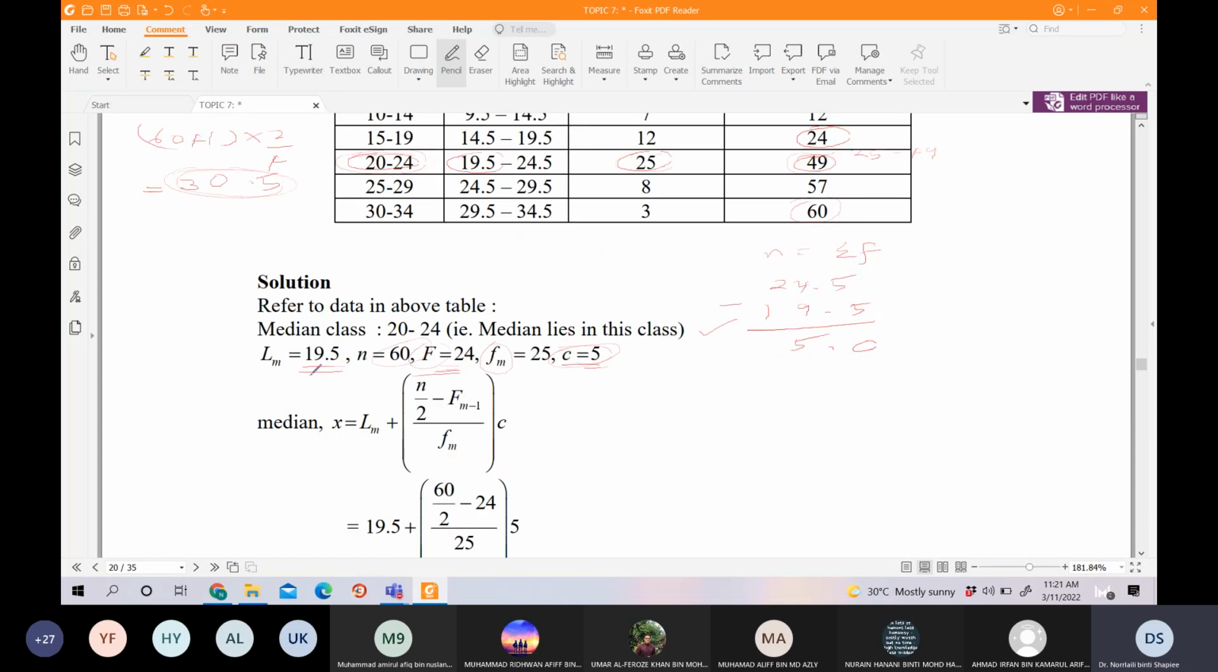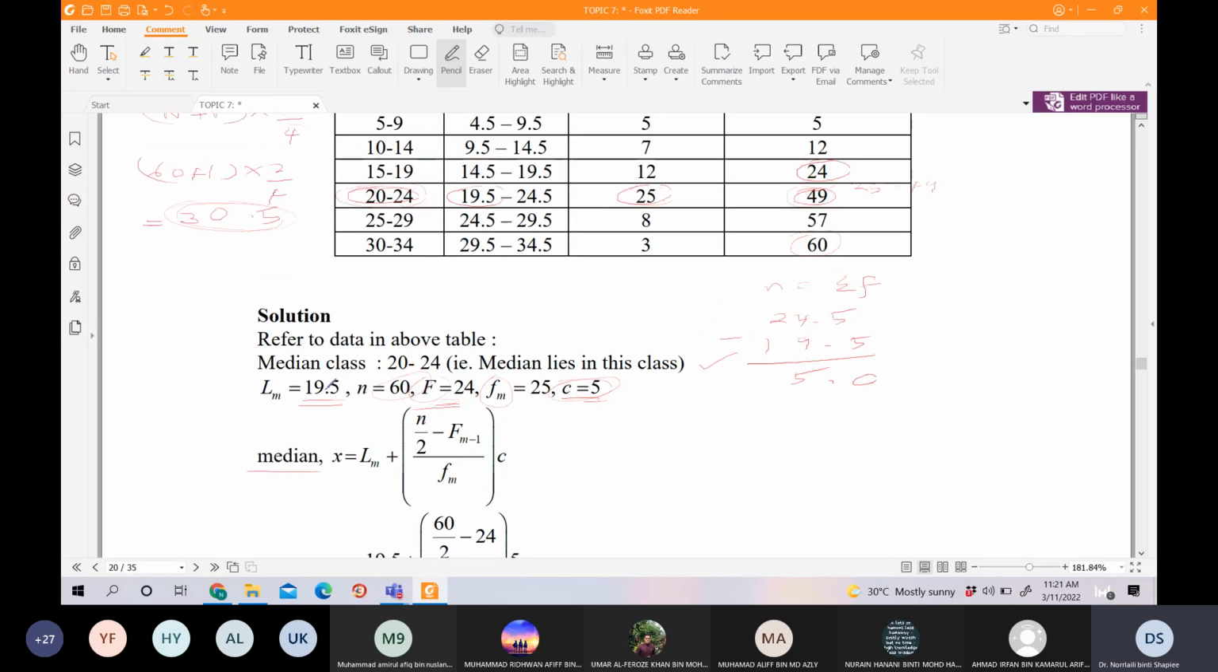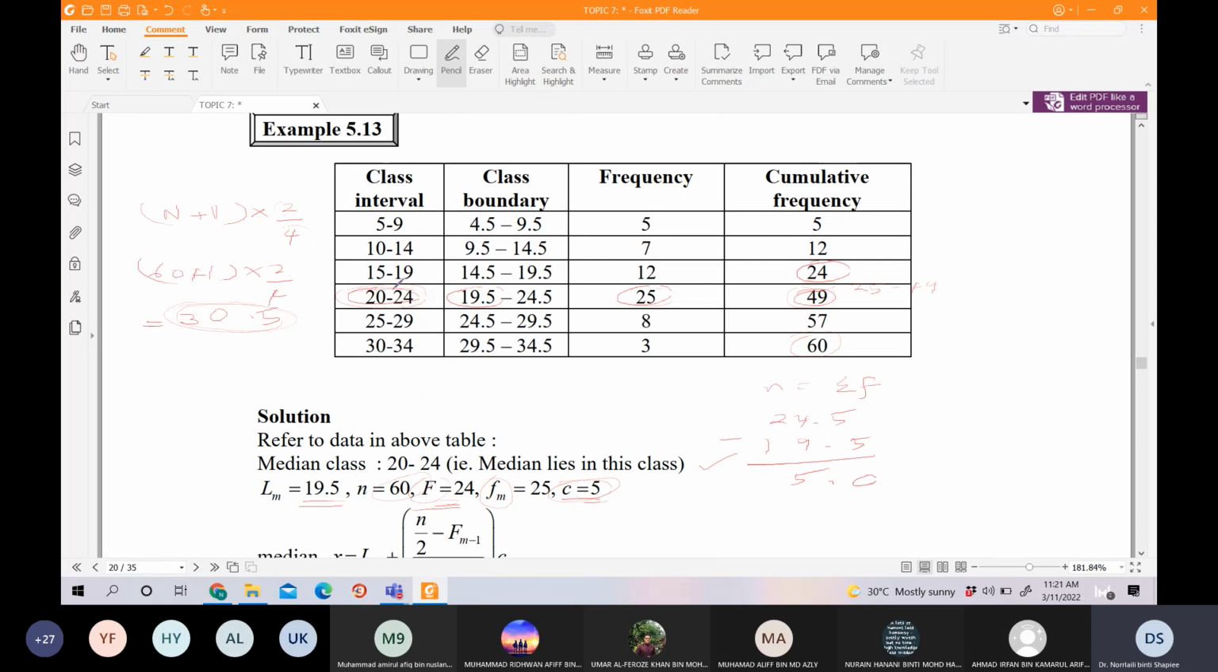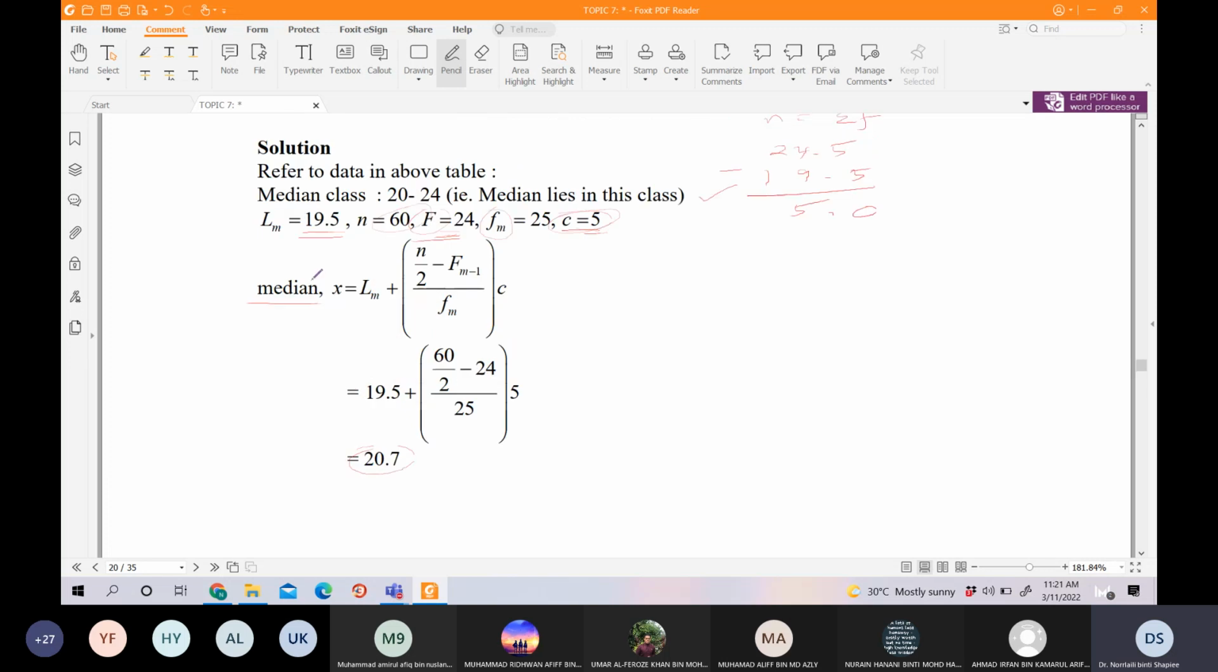Okay. Once we have all this information, then you have to substitute into the formula of the median class. Okay, formula for the group data. Why group data? Because this one consists of class boundary and class interval. Then you substitute, you get 20.7. Does it satisfy the median class 20 to 24? Yes. So this one is our median class. But we want to know the exact value of the median. So 20.7 is between 20 to 24. Okay, clear?